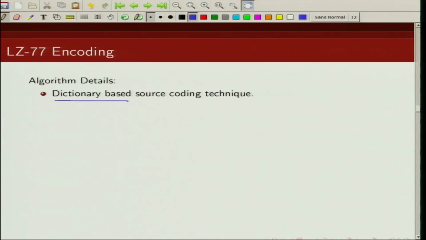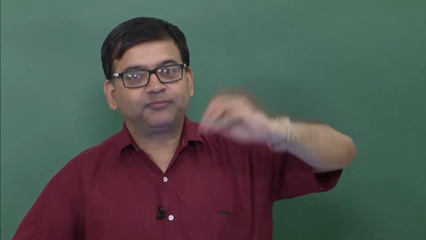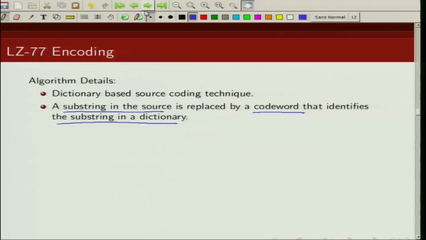As I said, this is a dictionary based source compression algorithm, and we will talk about how we create a dictionary. A substring in the source is replaced by a code word that uniquely identifies that substring in the dictionary. You can think of it as this string that we want to encode can be partitioned into smaller substrings, and corresponding to each of these substrings there is a code word. How we partition it into these substrings depends on what is there in our dictionary, and we will talk about that.